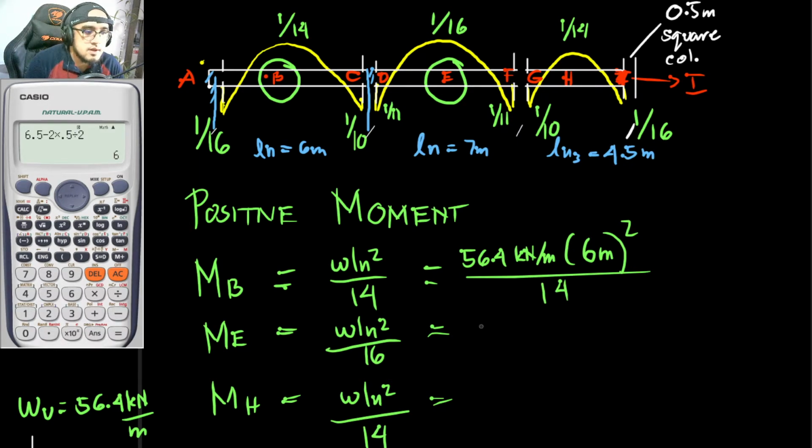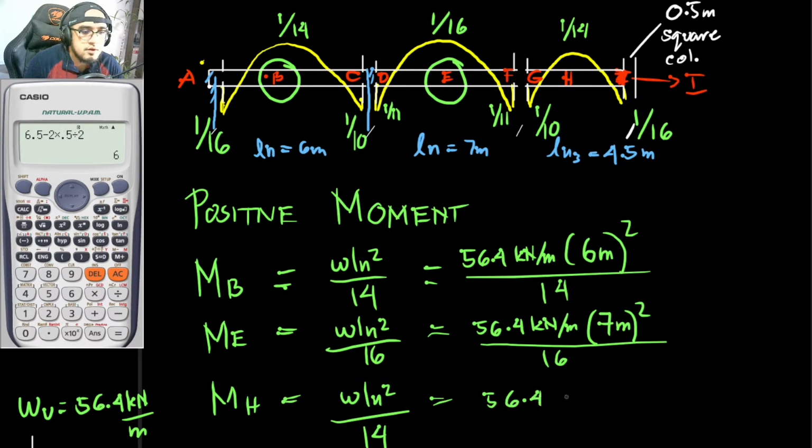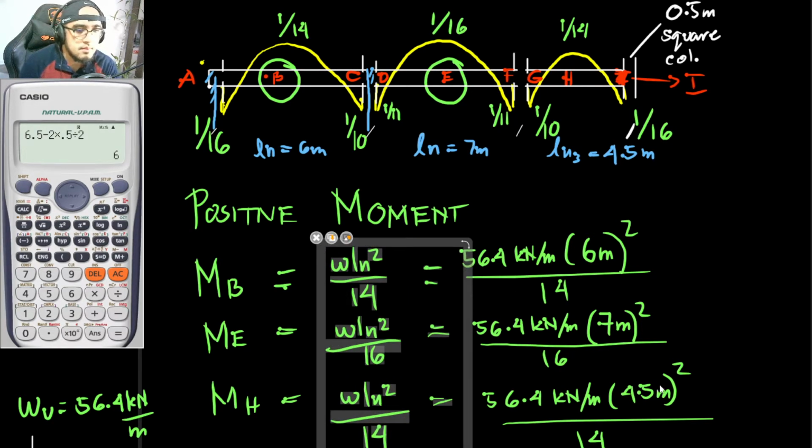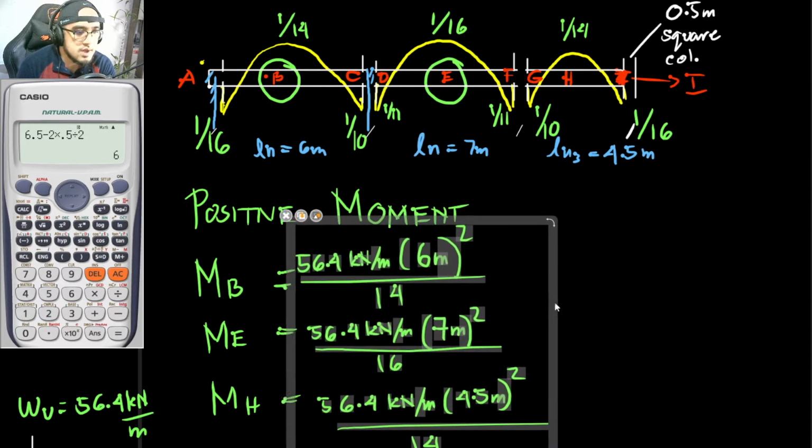And for this one, this is to be 56.4 kilonewtons per meter times Ln2. So that is to be 7 meters squared divided by 16. And this is to be 56.4 kilonewtons per meter times 4.5 meters, so etong part na to squared divided by 14. Now that I have already substituted them, i-move ko lang dito para may space yung answer natin.